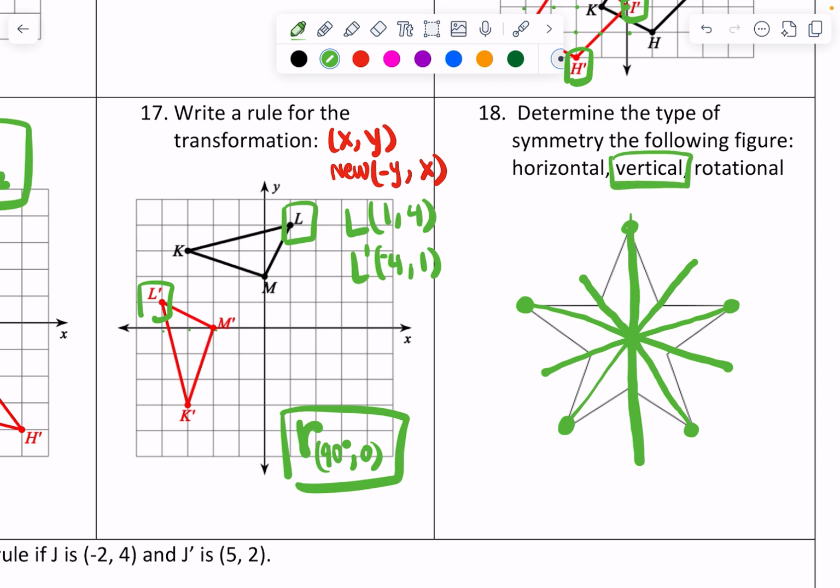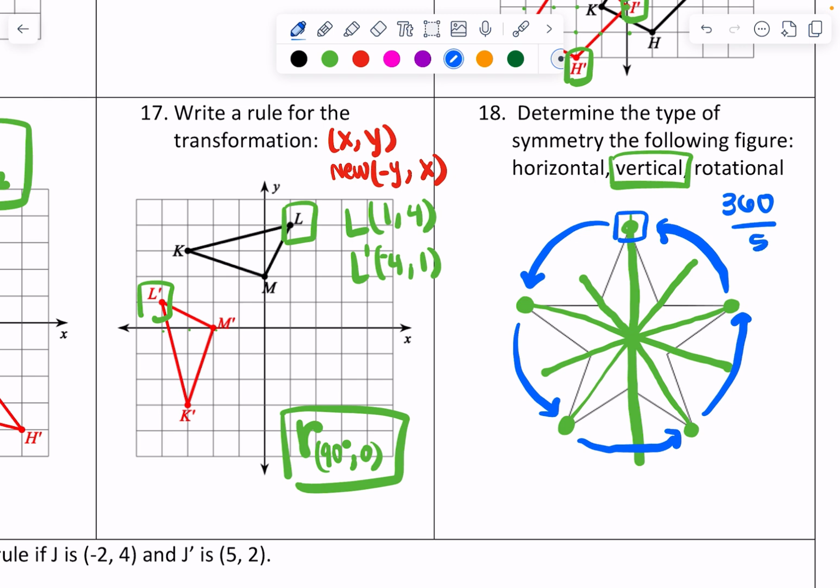And it has rotational symmetry. Remember, when we rotate, we're asking ourselves, how many times can we rotate the figure and it maps back on top of itself? And remember, we rotate counterclockwise. So if I take this original point up here at the top, how many degrees can I rotate it and it maps back on top of itself? There are 5 points to this star. So I'm going to take 360 degrees and divide it by 5. 360 degrees divided by 5. And my rotational symmetry is going to be 72 degrees about the origin, 0, 0. So 5 lines of symmetry. One of those 5 is vertical. Okay, and then we have rotational symmetry, which is 72 degrees.